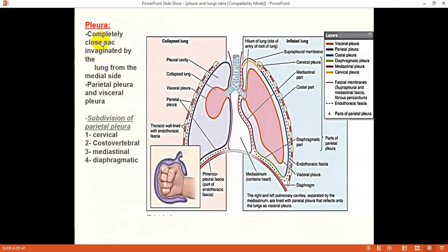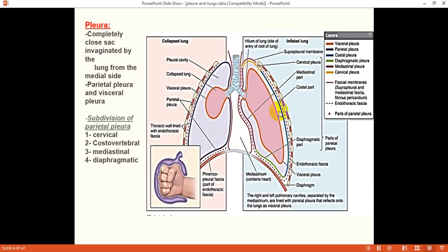Pleural membrane or pleura is a serous membrane making a closed sac, which is called pleural sac. Now, it is a serous membrane. That means that it is lined on the inner side of the sac by simple squamous cells, which are mesothelial cells, and they are going to secrete serous fluid, which is called pleural fluid. This serous fluid is present in the space which is called pleural cavity.